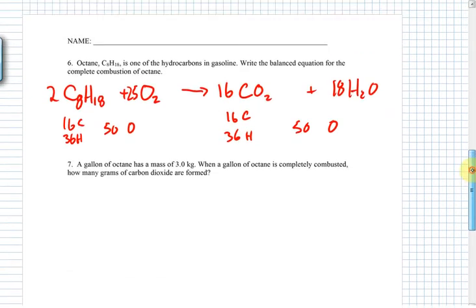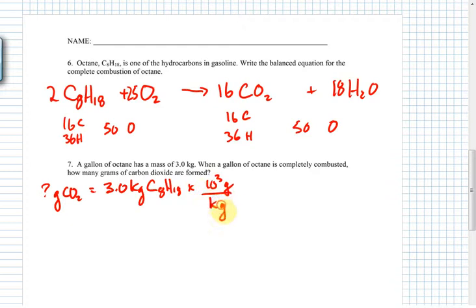Okay, finally, I've got a gallon of octane. This relates to the problem that we did in class when we were calculating how much carbon dioxide Zach would produce if he drove his Prius from Pacific Palisades to Vistamar. All right, how many grams of carbon dioxide would be produced by burning 3 kilograms of octane, C8H18? First thing I want to do is convert that to grams. 10 to the third grams per kilogram.